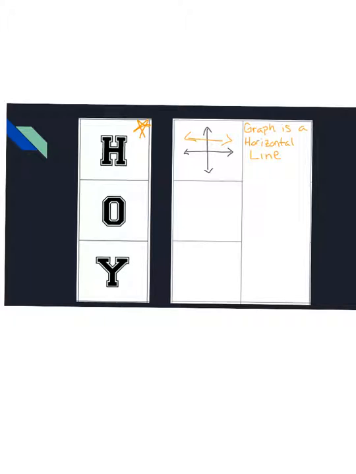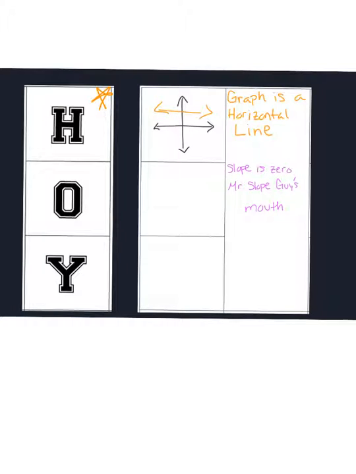So let's talk about the O, and it's actually the number 0. So the number 0, it's for the slope. Your slope is 0. And if you look back at the poster in the back of the room, in the back right corner is Mr. Slope Guy, and that's going to be his mouth. So let's draw Mr. Slope Guy on behind the 0. You have his eyes, the positive and negative slopes, his nose, and we're going to do his mouth in the color that we're writing in. That way it's all color coded.